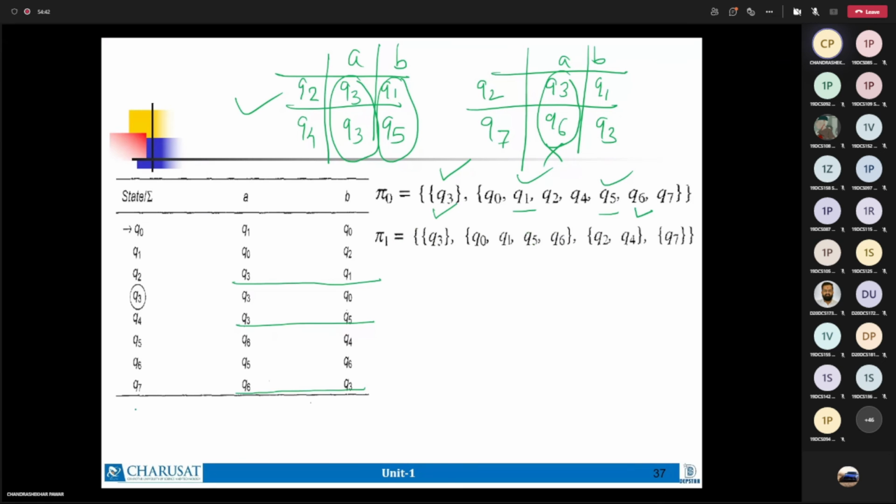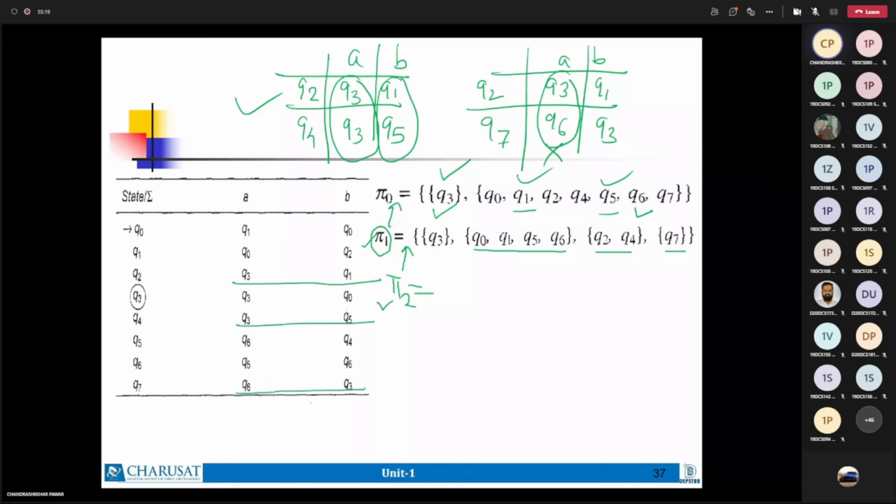In this way we have to prepare. Q0 is equivalent with Q1, Q5 and Q6. Then we have found out that Q2 is equivalent with Q4. Then Q7 is remaining, so we have to prepare a separate set for that. Okay. Now we have to prepare the pi 2. When we are preparing the pi 2, we have to observe the pi 1. When we are preparing pi 1, we have to observe the pi 0. So pi 1 is over.